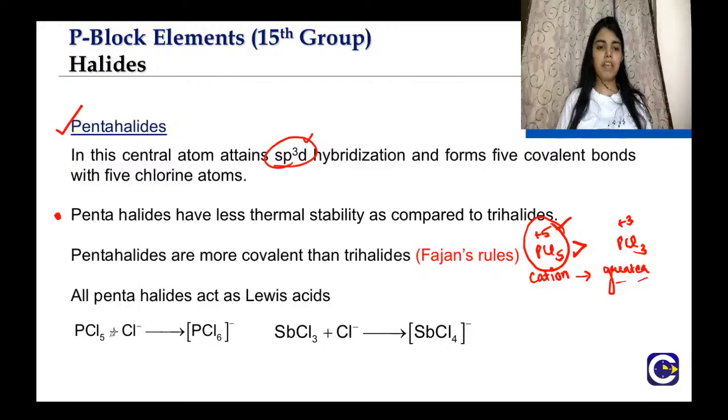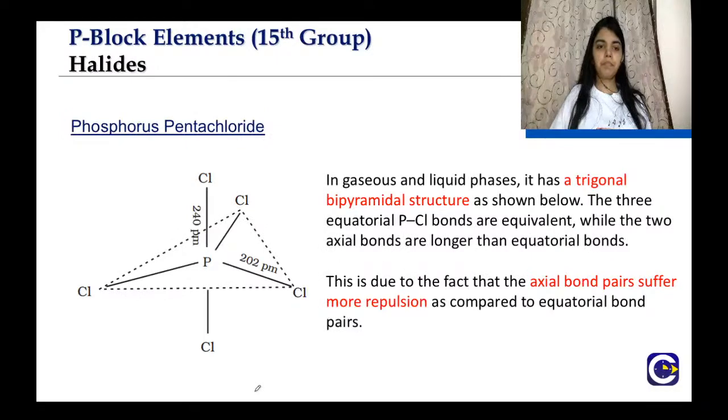So here if you see PCl5 plus Cl negative, it is giving PCl6 negative, so here it is acting as a Lewis acid. Similarly, SbCl3 plus Cl negative forms SbCl4 negative, so here also SbCl3 is acting as a Lewis acid. Now this is very important. PCl5 is very important from the examination point of view.